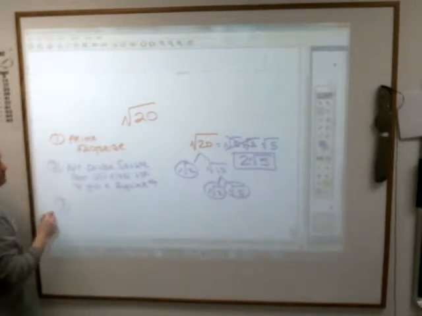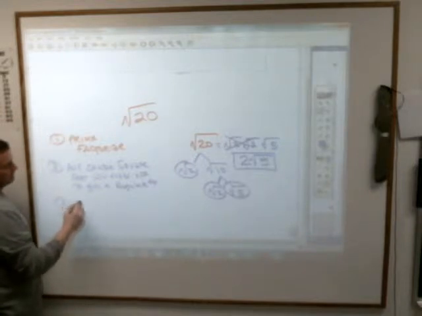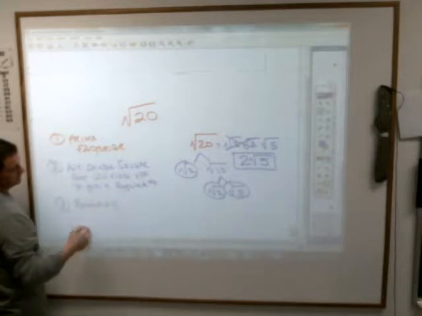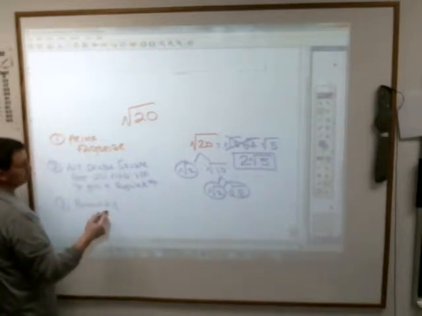Step number 3 would be, anything that's left, if you have to, you need to remultiply. Did I spell that right? Multiply, if needed.